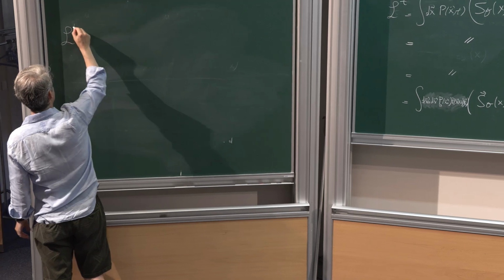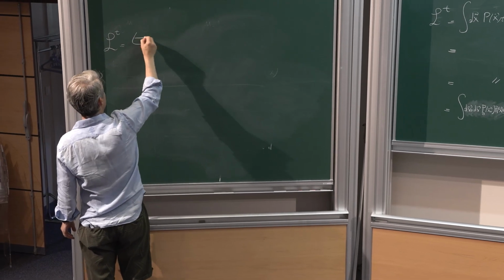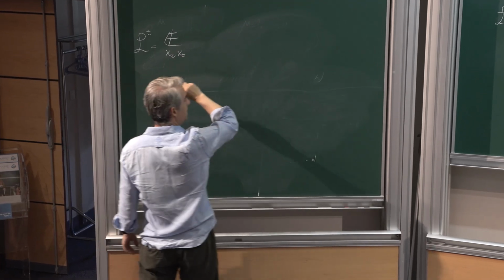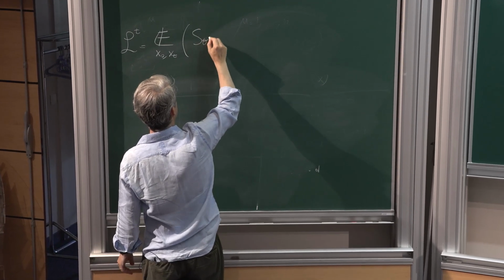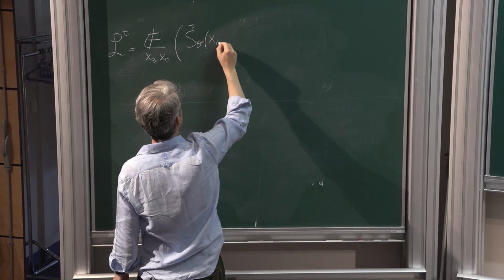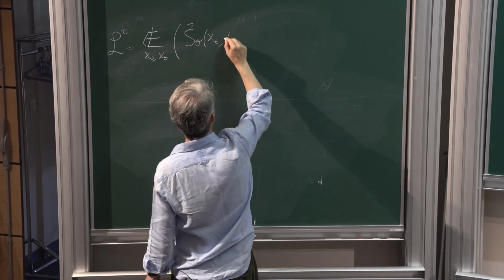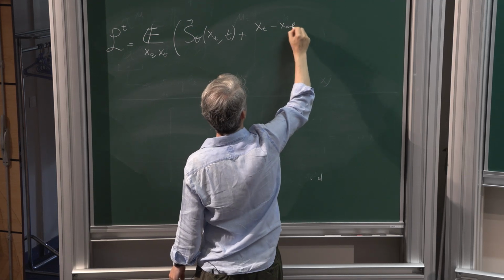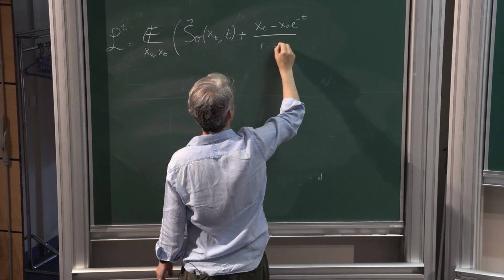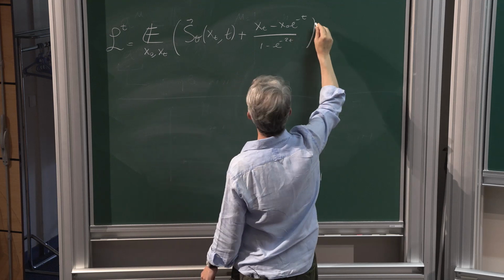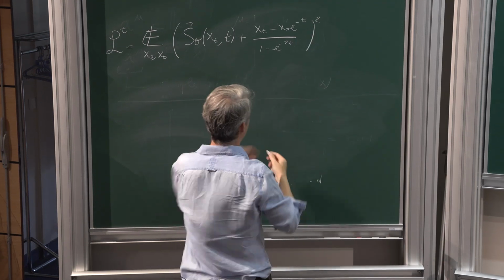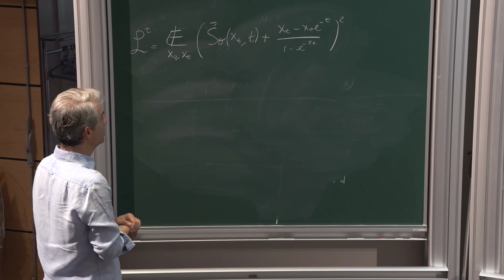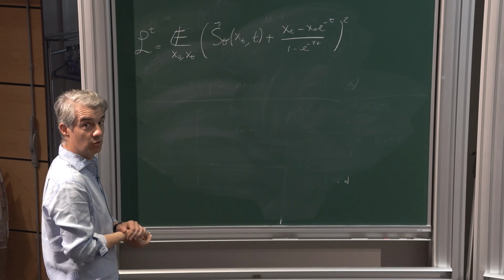So the loss at time t, let me write the mathematical term, is an expectation over x0 and x at time t of s theta of x_t, t plus x_t minus x0 exponential minus t, over 1 minus exponential minus 2t, squared. OK, now I forget the constant. I just don't put it because we don't care. OK, so this is what we have to minimize with respect to theta.